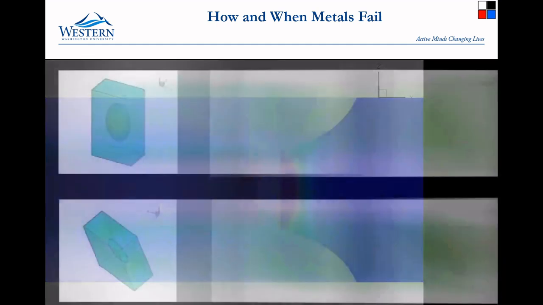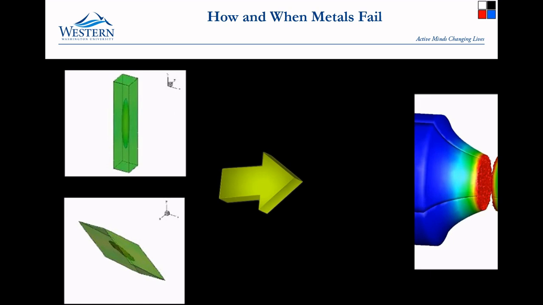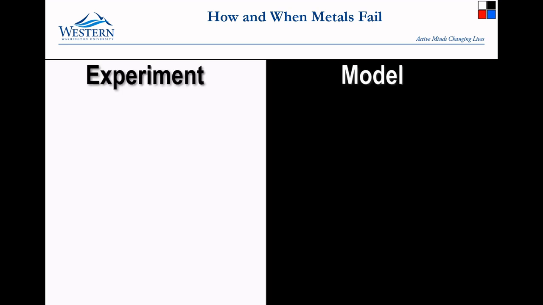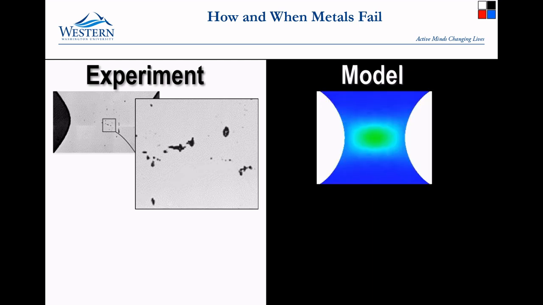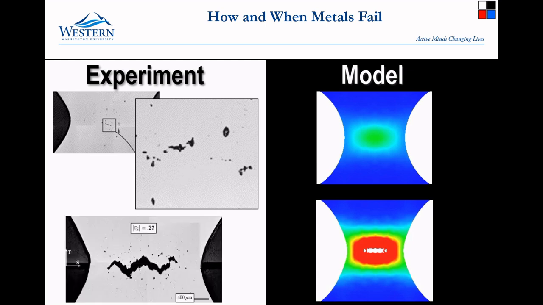So, by using a bunch of models of microscopic voids, I'm able to make predictions about how and when larger elements will fail. The truly amazing thing is that these predictions actually correspond to experiments. I'm able to show that damage starts to occur in the center of this element and leads to a crack, which is the same as seen in experiments.